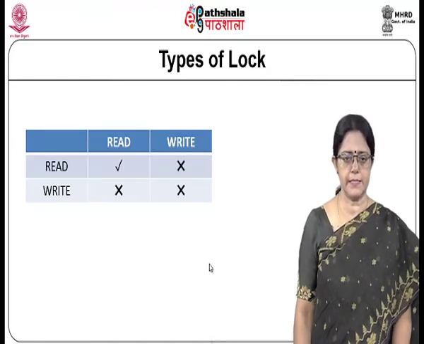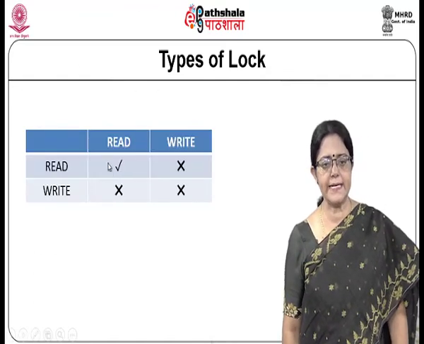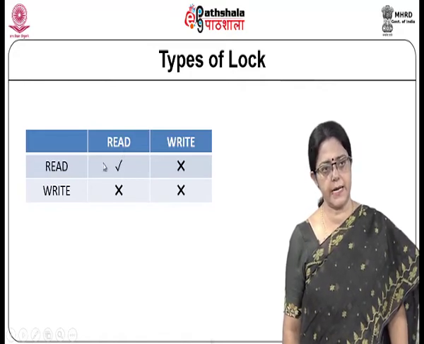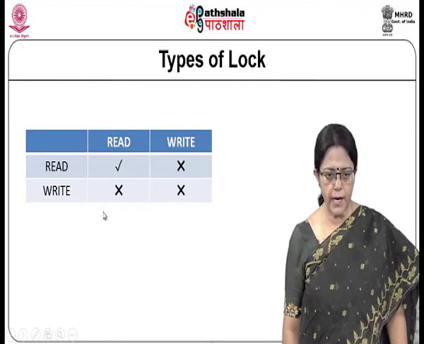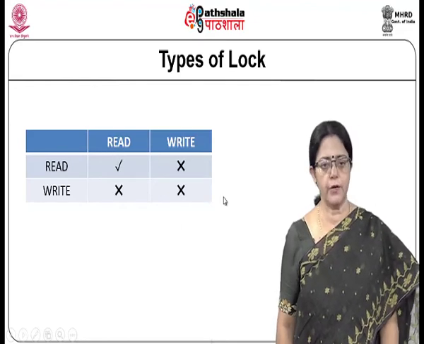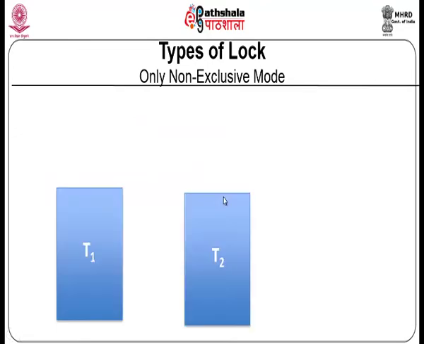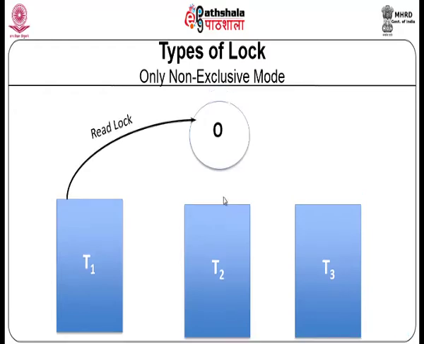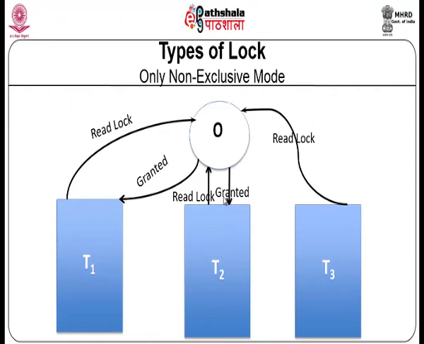This is the table where we see that read and read is a tick, which means that a read can be used along with a read, but all other combinations are not allowed. So, let us look at an example. We have three transactions T1, T2 and T3, and we have one data object O. If transaction T1 is asking for a read lock, it will be granted because no lock is there. If now transaction T2 asks for a read lock, it will be granted. Similarly, if transaction T3 is asking for a read lock, it will be granted.